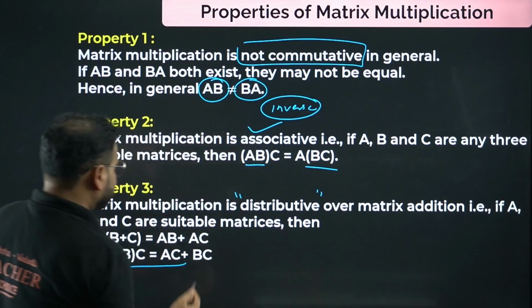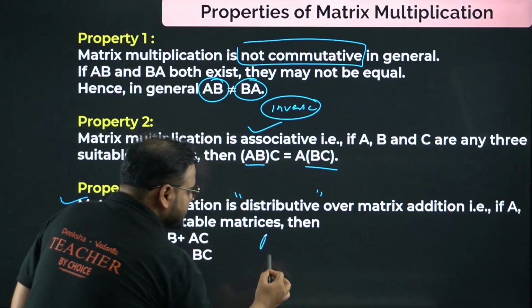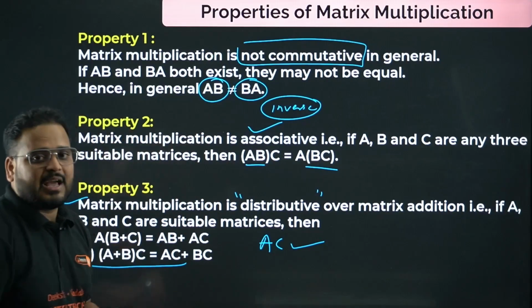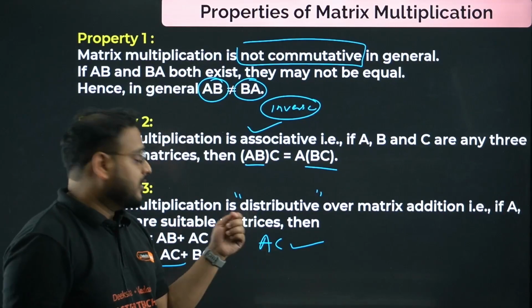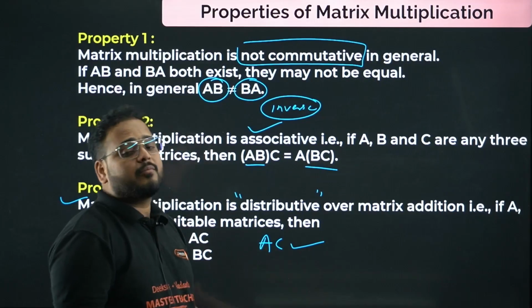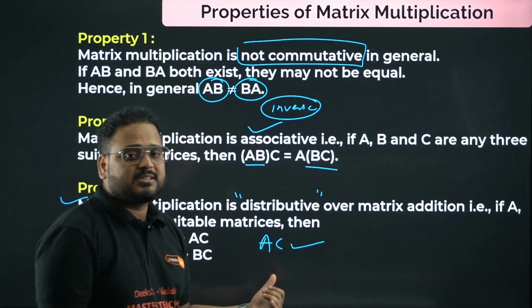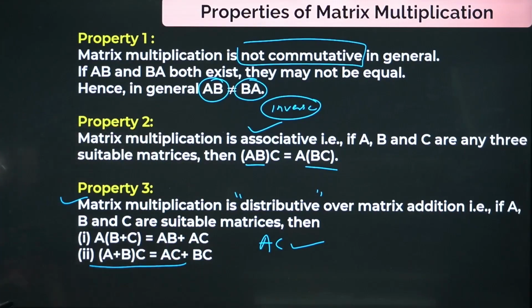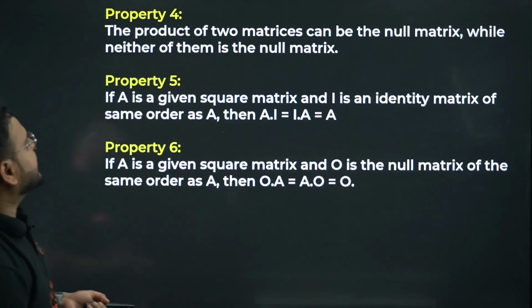Means basically, I went a little fast over there, but it's okay. Please check. Means AC should be defined. I can multiply AC. For example, the number of columns in A should be equal to the number of rows in C. That property should be validated. Okay. Property 4 is there.